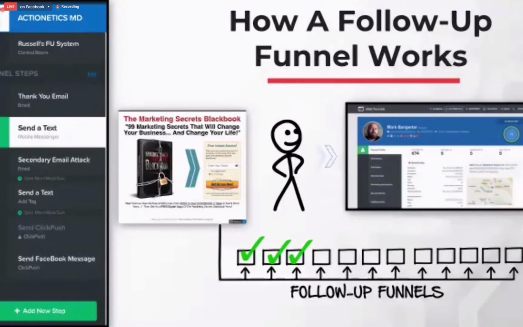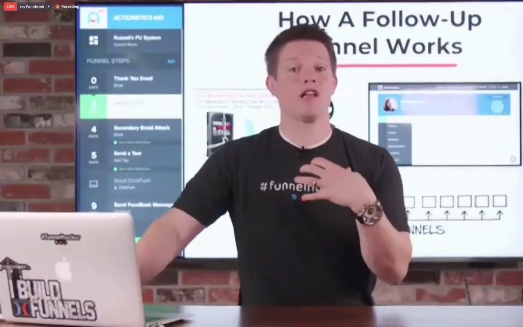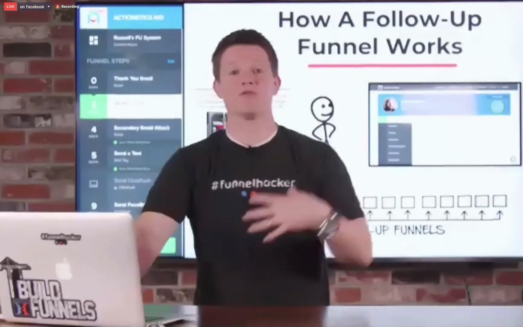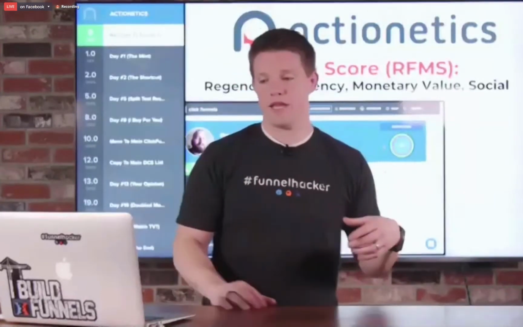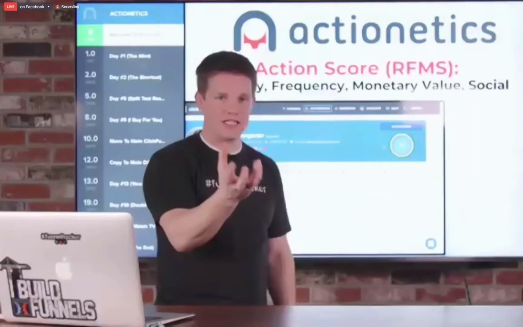It pulls in all their data here, and it creates what we call an action score. An action score is how valuable this customer is to you. And I can tell the people in ClickFunnels are killing it because their customers' action scores are way higher than people who are struggling, okay? So this is action scores right here. This is how valuable your lead is to you, okay?